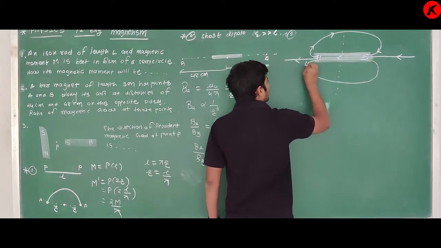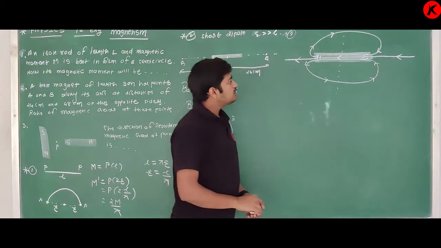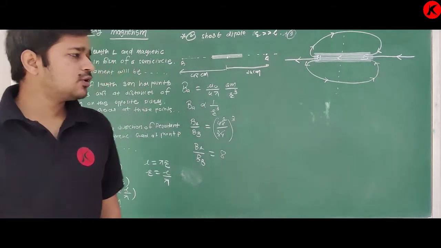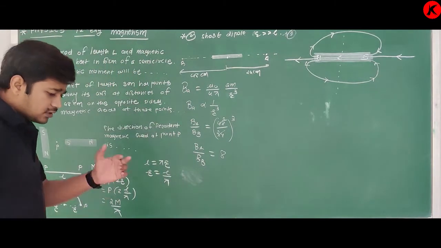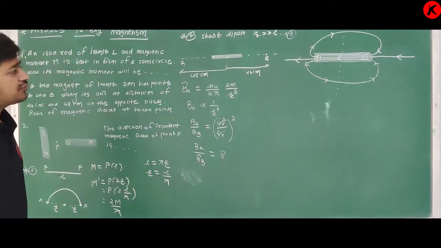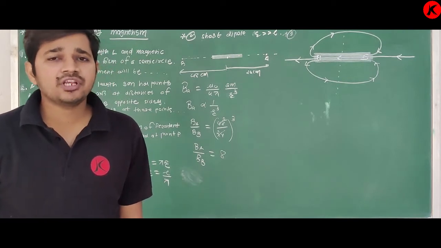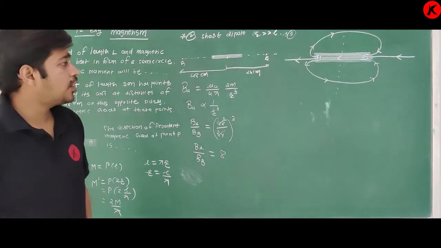Magnetic field lines of a bar magnet. Now you have to remember the characteristics of magnetic field lines: the magnetic field at each and every point is in the direction of the tangent at that point.